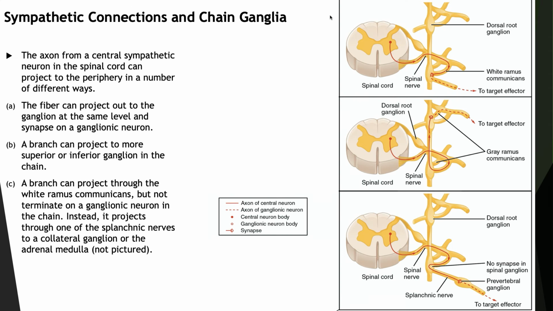So, synapses in the collateral ganglia. Those fibers enter and leave through the white ramus communicans without synapsing. And instead, the preganglionic fibers of T5 through L2 synapse in the collateral ganglia outside of the sympathetic trunk. They also form several nerves collectively called the splanchnic nerves. These are the greater, the lesser, and the least thoracic splanchnic nerves, and the lumbar and sacral splanchnic nerves.